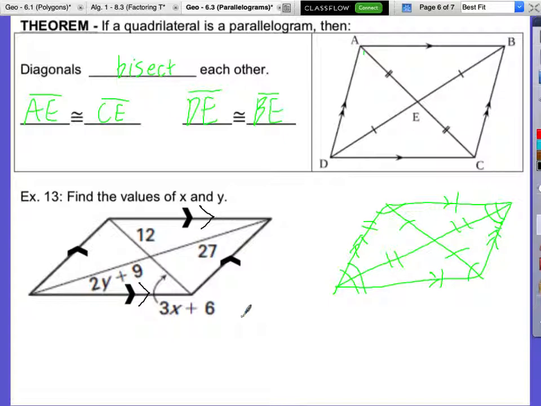Am I right? Yes. I'm actually right. I feel accomplished. And then 2y plus 9 equals 7. Wait, what is the problem?